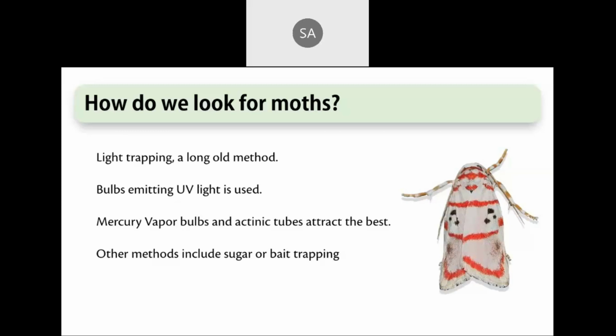Then other methods also include sugar or bait trapping. When we use some kind of sugar material and put it on the tree trunks, the moths will come to the tree trunk and we can hopefully see them. So these are the different ways we look for moths. Next slide.